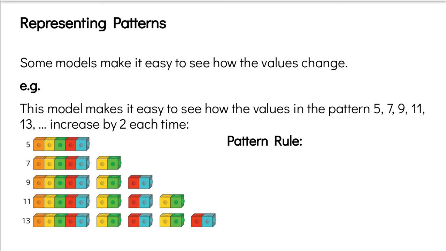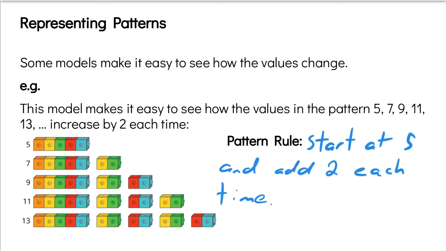So what would our pattern rule be for this one? Well, I think we should be able to see by now we start at 5, then we add 2 each time. Start at 5 and add 2 each time.